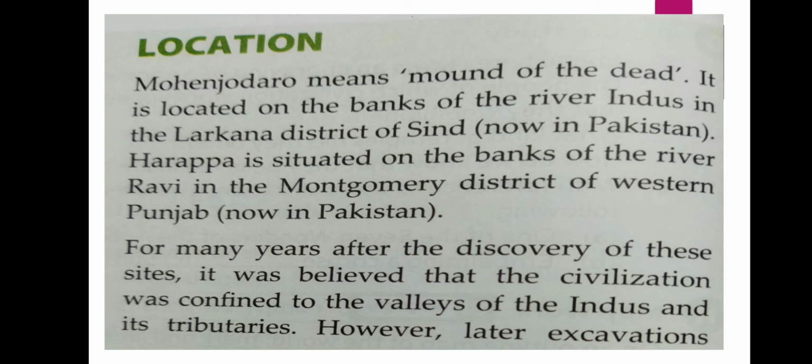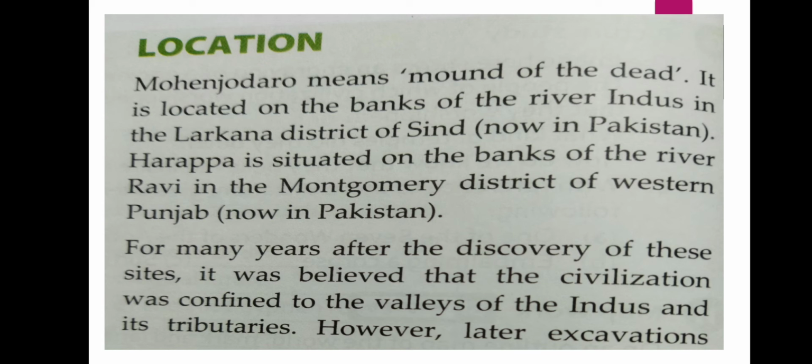So when we talk about the location, Mohenjo-daro means Mound of the Dead. It is located on the banks of the river Indus in the Larkana district of Sindh. Now it is in Pakistan. Harappa is situated on the banks of the river Ravi, in the Montgomery district of western Punjab. Now it is in Pakistan. I already explained this on the map.